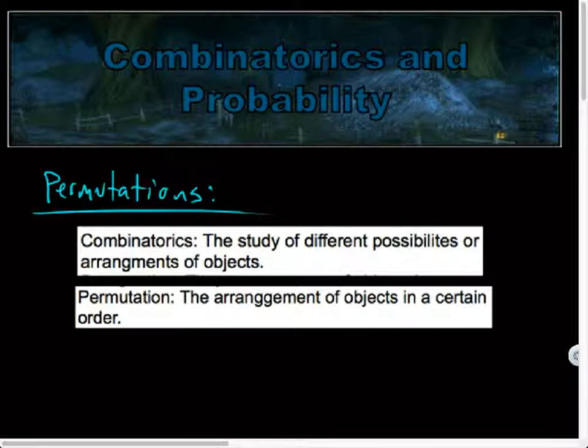So permutations: the number of ways objects can be arranged when order matters. Actually, I might even specify that about perms.